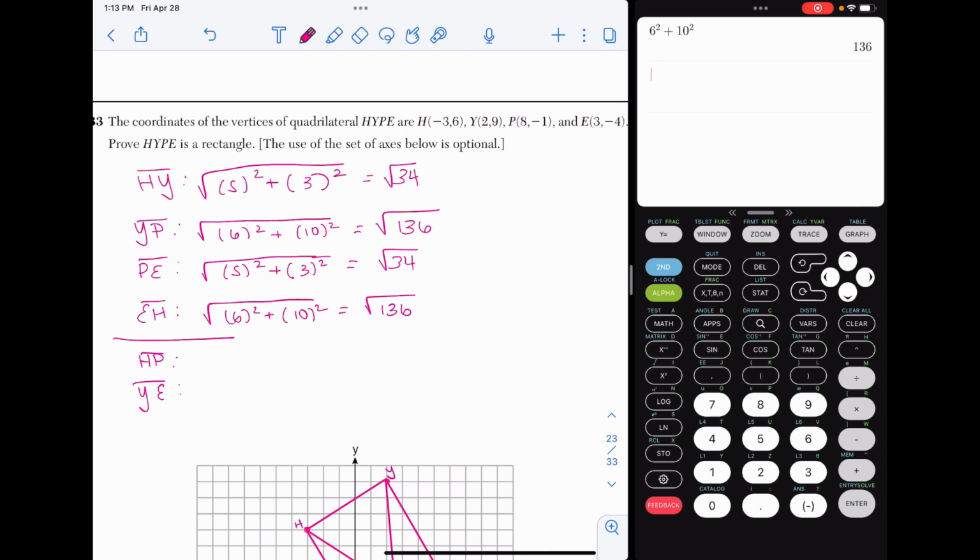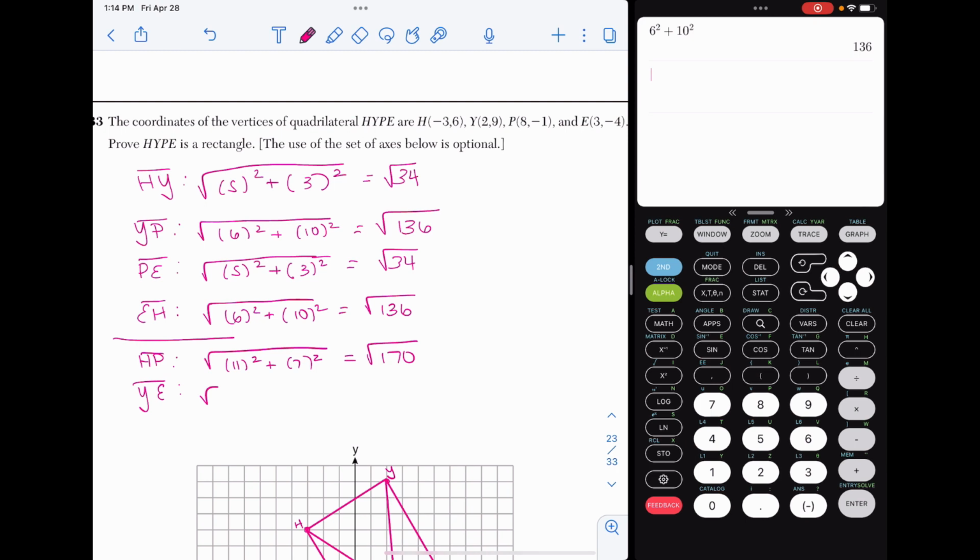HY and PE, for instance, we said are opposite sides. Now let's show the diagonals are congruent. So HP, subtract the x's, I get 11. Subtract the y's, and I get 7. So in this problem, I have 121 basically, 11 squared plus 49, and we get the square root of 170. You could also have used the Pythagorean theorem to find any of these side lengths, by the way.